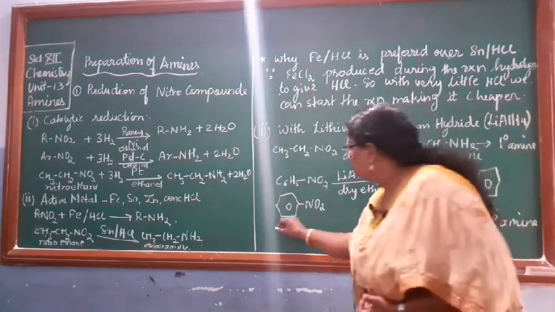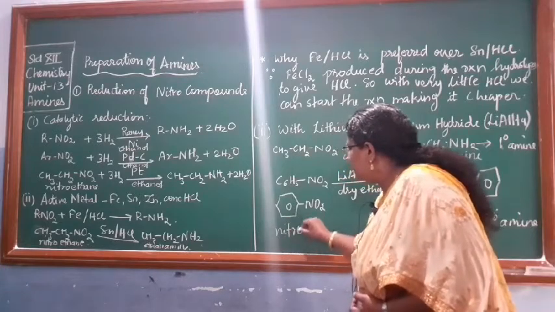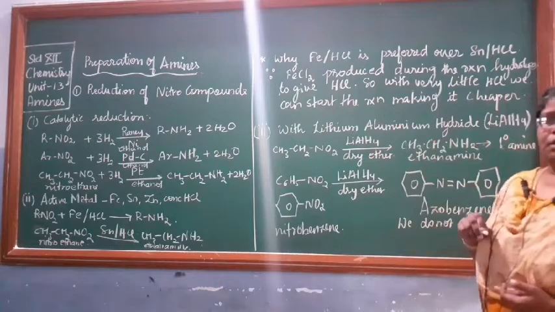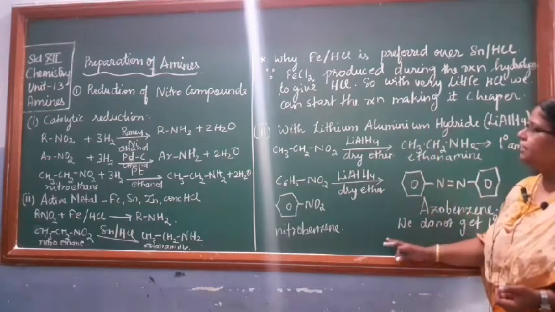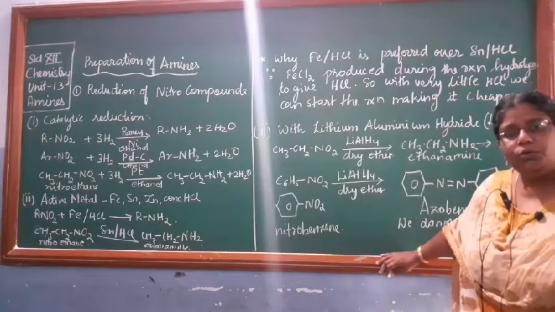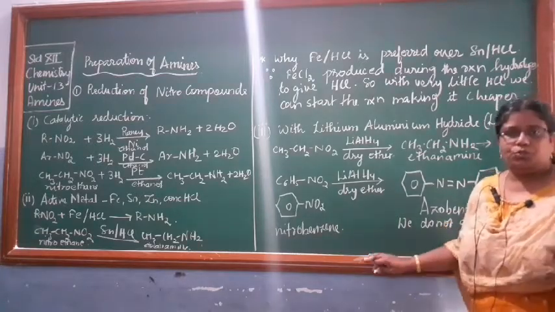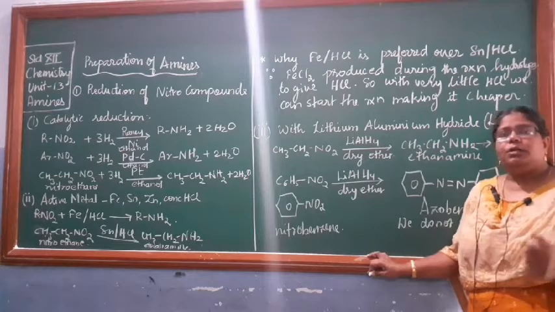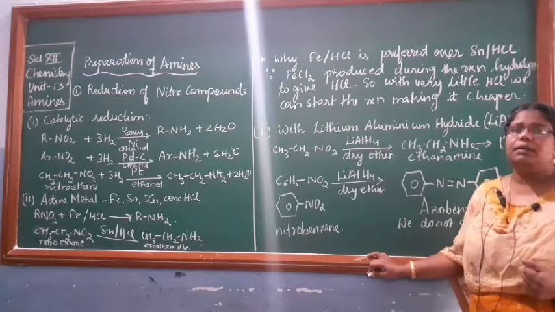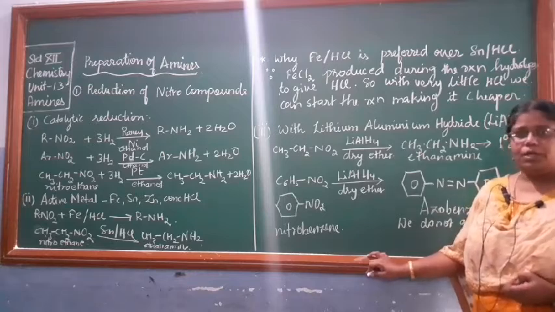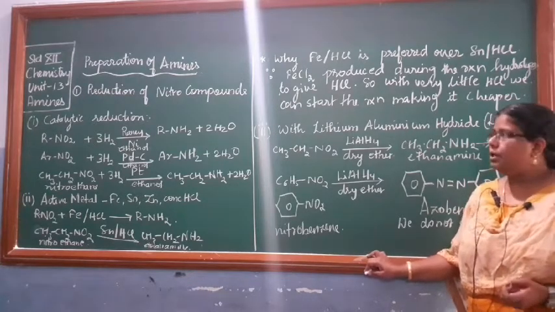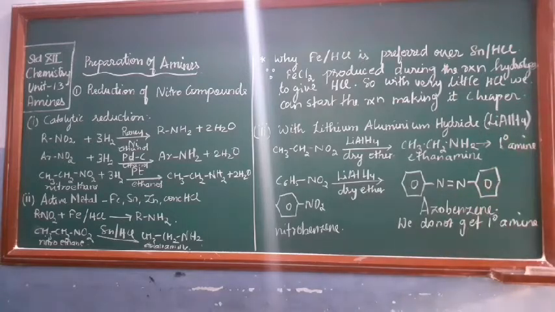Okay, what is the name of this compound? It is nitrobenzene. Okay, so these are the different reactions where you find the nitro group is reduced to NH2, that is the amine group, and you get the amine compounds, aliphatic amines and aromatic amines. Okay, so this is the first method for the preparation of amines. Okay, note down, then we will go to the second one.